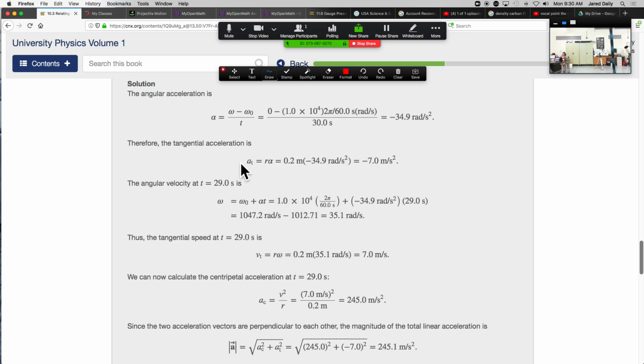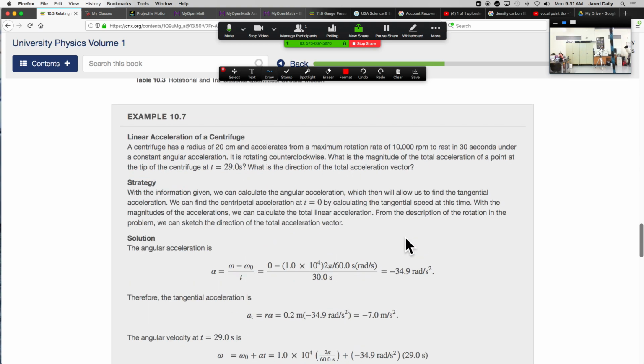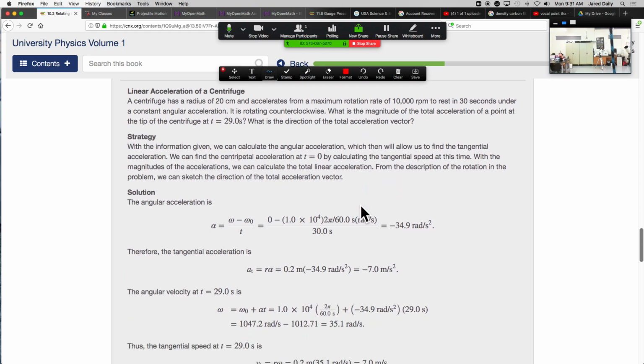We have our angular, so we multiply it by the r to get the tangential, and here it is, negative 7.0 meters per second squared. There's our tangential acceleration. They also want to calculate the total acceleration at t equals 29 seconds.